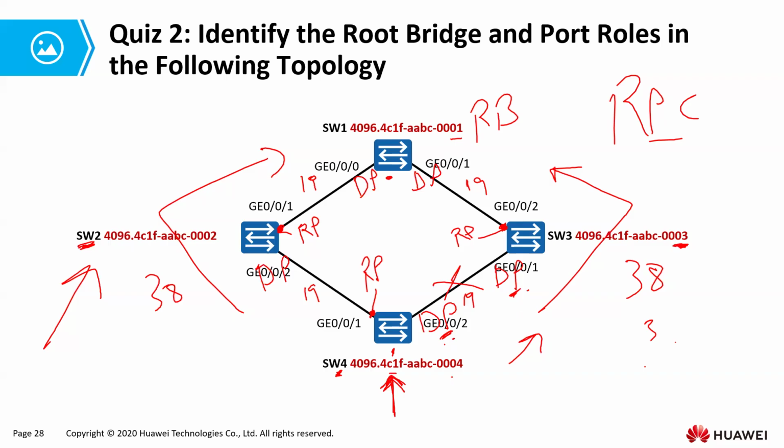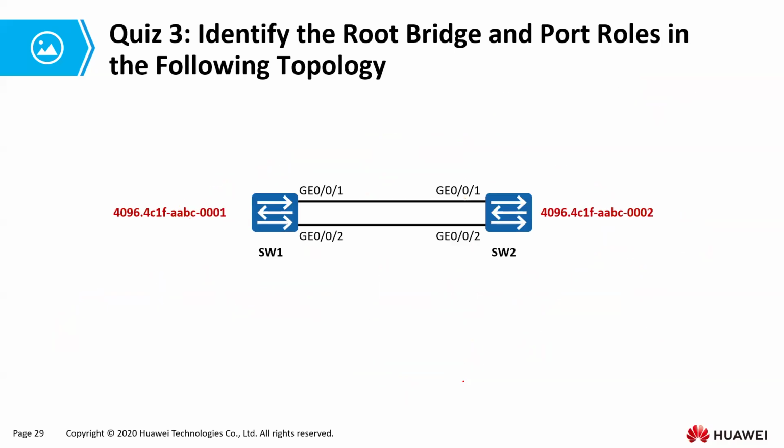So here I take a look at this, I take a look at this. This one is smaller than 3. Therefore, this one stays as DP. This one becomes the blocked port. Another example.